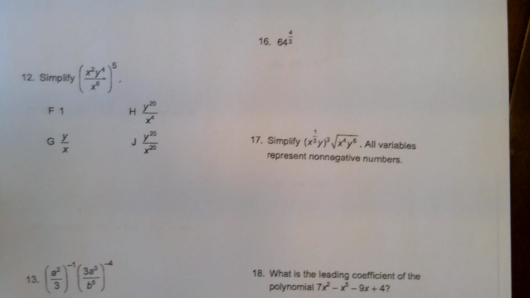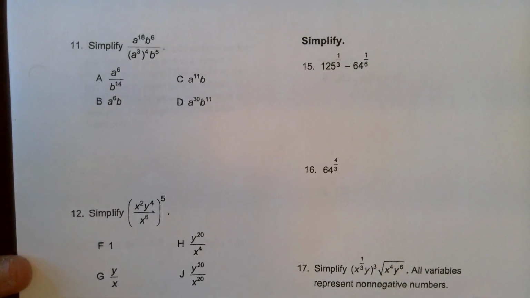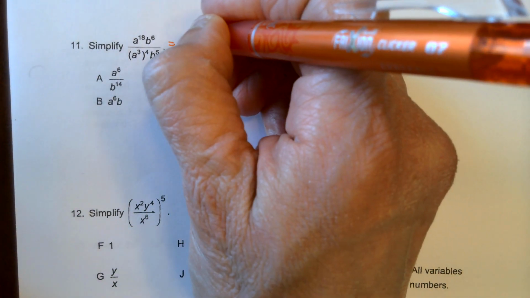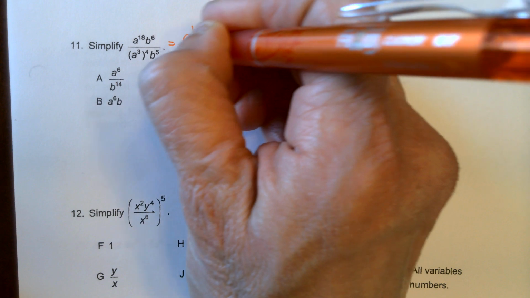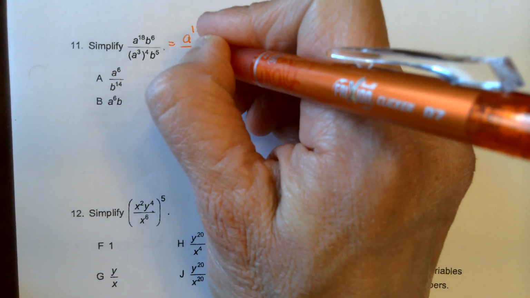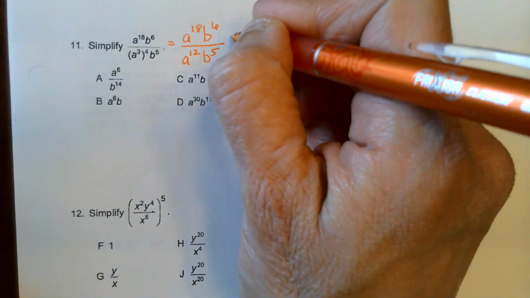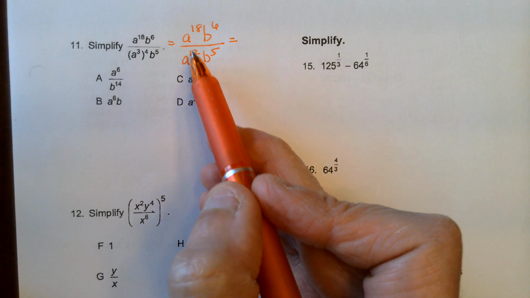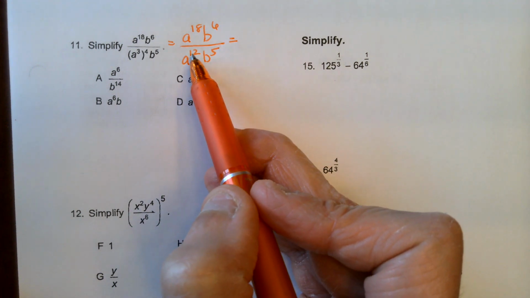Now we're moving on to number 11. Again, no adding and subtracting in here, so we first have to get rid of parentheses. So we have a to the 18th, b to the 6th over, power to a power, a to the 12th, b to the 5th. So now when I have 18 a's on the top and 12 a's on the bottom, remember 12 of these will cancel, and I'm going to have 6 left.